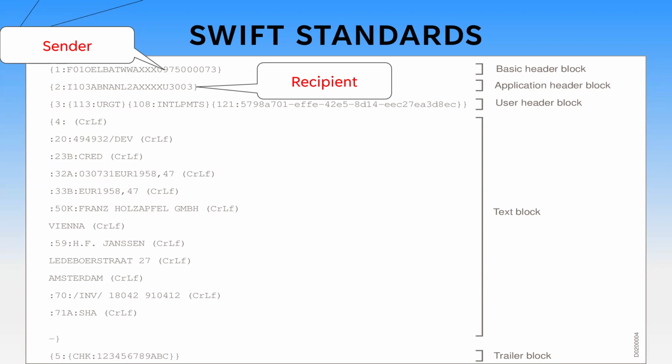Like that, there are many other types. Each type will have its own tags and different meaning. So if you look at this, as I said, there are broadly five blocks: sender block, receiver block, then application user header block, and then text block and trailer block. In the text block, tags may differ, but the meaning will not change.